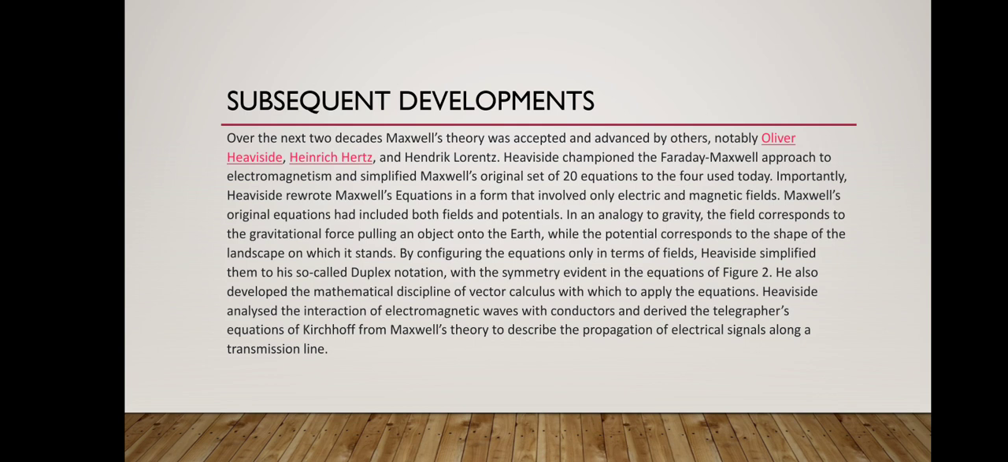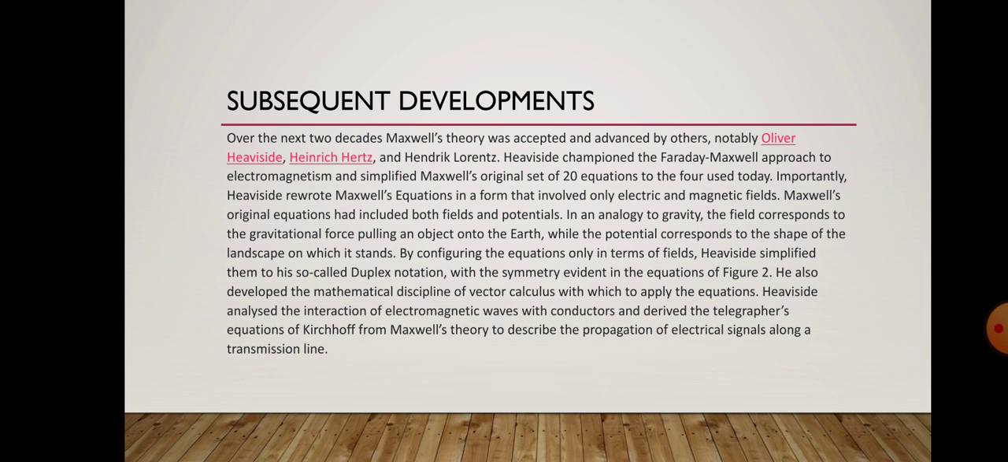Subsequent developments. Over the next two decades, Maxwell's theory was accepted and advanced by others, notably Oliver Heaviside, Heinrich Hertz, and Hendrik Lorentz. Heaviside championed the Faraday-Maxwell approach to electromagnetism and simplified Maxwell's original set of 20 equations to the 4 used today.